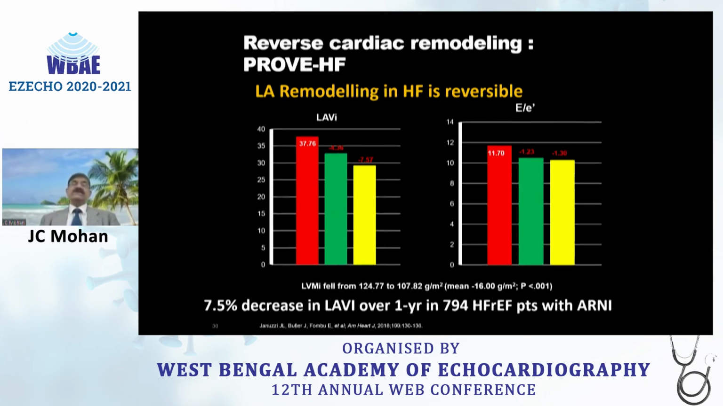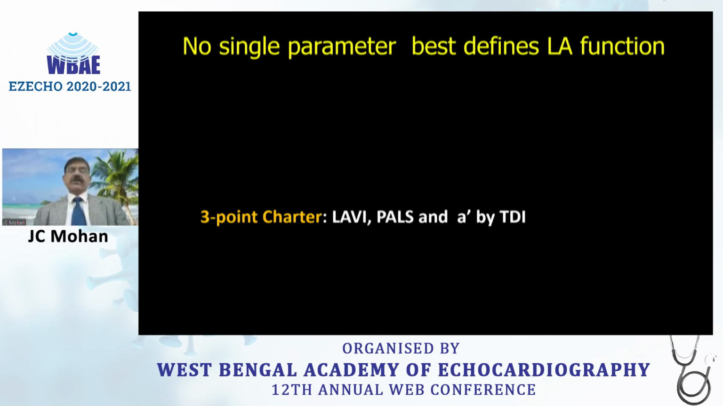What is the significance of studying the left atrial volume or left atrial remodeling? Well, reverse remodeling is possible with drugs. This is the PROVE-HF data showing that the left atrial volume progressively goes down from baseline to 6 months to 1 year as ARNI is given to these 794 individuals with HFrEF. James Januzzi's study clearly says that the left atrial volume does come down with effective therapy, and hence it is a clinically useful parameter of reverse remodeling.